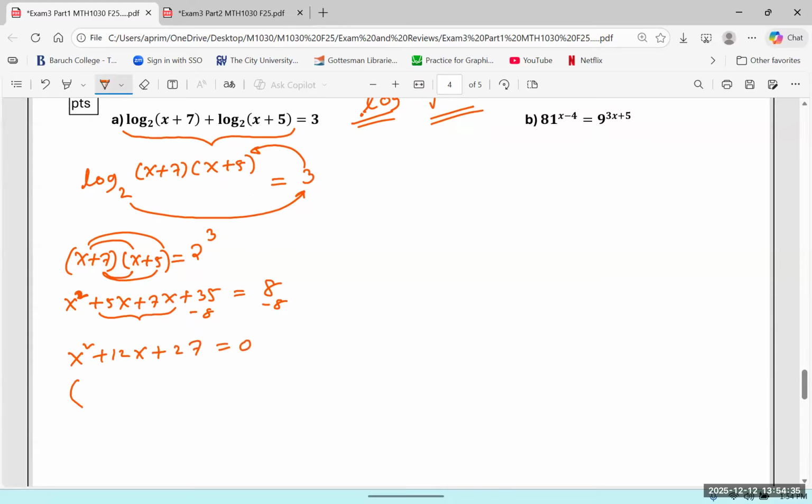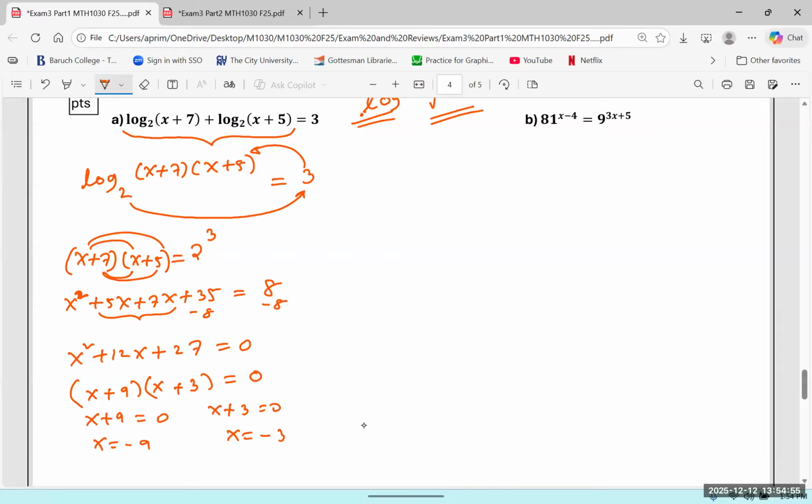Now, is it factorable? 9 and 3. And what is their sign? Positive. So we set each one to be 0, and x is negative 9 and x is negative 3.